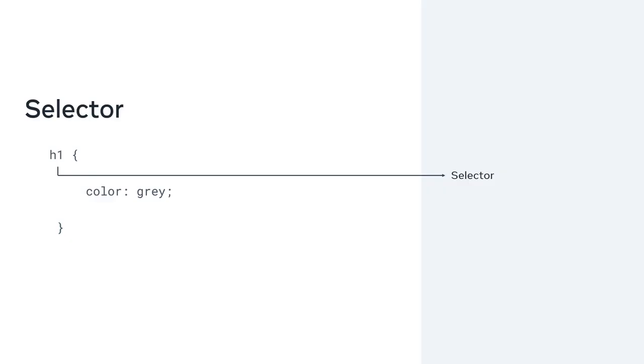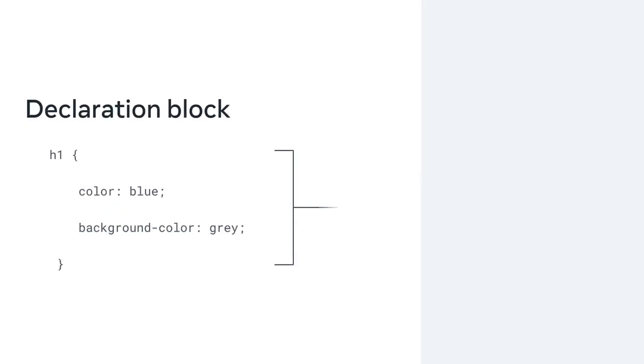For example, you can create a rule that uses the H1 selector to change the color of all heading 1 tags in a web page to grey. In this case, H1 is the selector, color is the property, and grey is the value of the property. You then create a declaration block using opening and closing curly brackets. The declaration block holds information about the properties and values that you are going to apply to the selector.